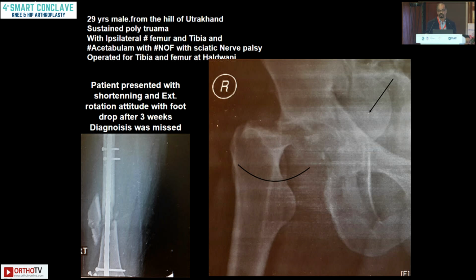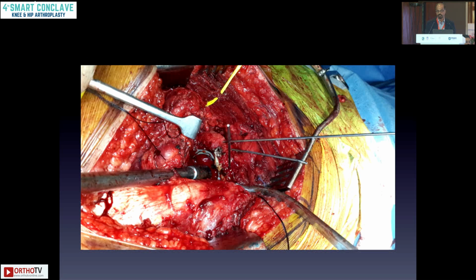So, presented with shortening, external rotation attitude and foot drop after 3 weeks. The diagnosis was missed. He had a fracture of the acetabulum, posterior wall and posterior column, and the head was lying on the back. Though it looks like it's in the acetabulum, in the pelvis, it was lying way back behind the sacrum. And so we did a posterior approach, usually I use an anterolateral approach, but again a lesson to the youngsters that we need to do both the approaches, and we need to know how to fix an acetabulum.